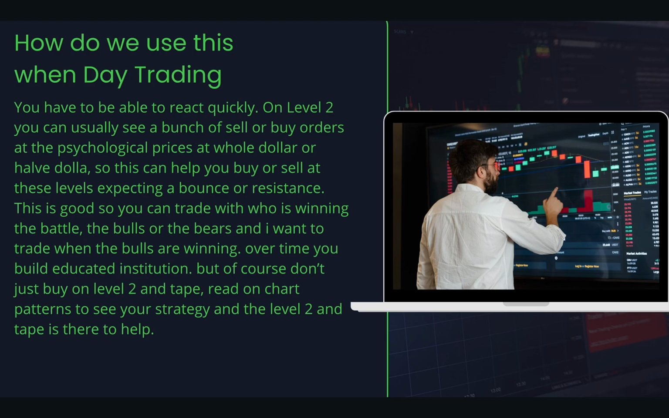So, how do we use this when day trading? You have to be able to react quickly. You have to have your eyes focused on the level 2, you can see, and the chart. On level 2, you can usually see a bunch of sell or buy orders at the psychological prices at a whole dollar or a half dollar.